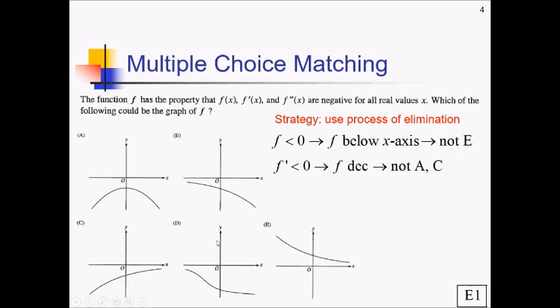in the running. Next, f double prime is negative. That tells me my graph of f is going to be concave down. So between B and D, which one is that going to be? Well, D is concave down initially, but then it becomes concave up, so we can eliminate D. That leaves us with just choice B.